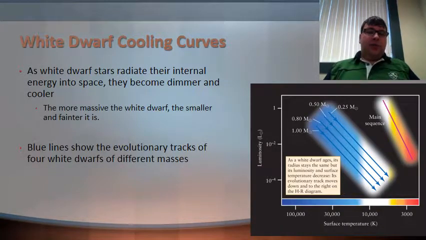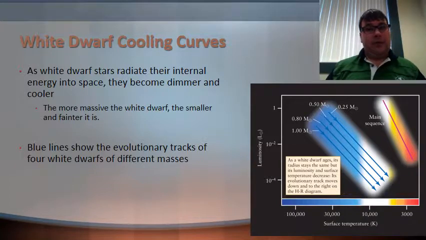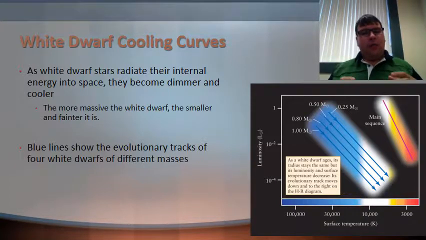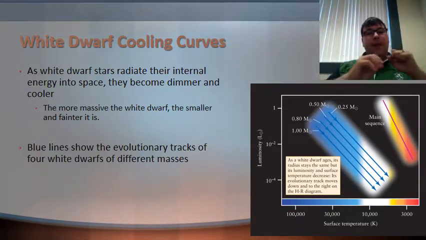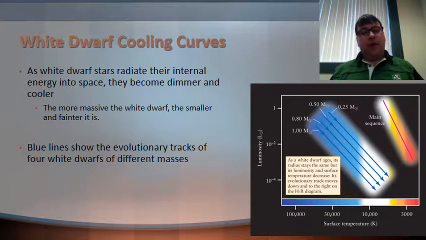Now, as we're watching a white dwarf, it makes sense that if you have more surface area, you're going to cool much more quickly. If you have less surface area, you're going to cool a lot less quickly. And so if you're looking at the white dwarfs in terms of cooling curves, a white dwarf that is much smaller in mass will be much larger in surface area. And so it will cool very rapidly.